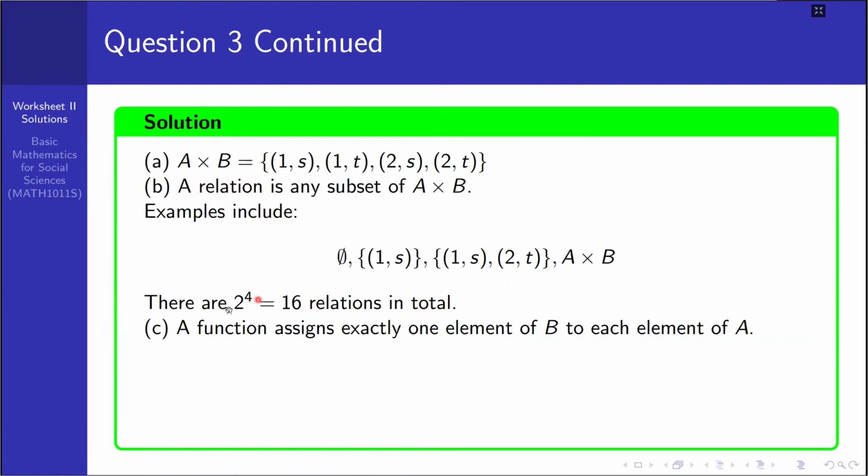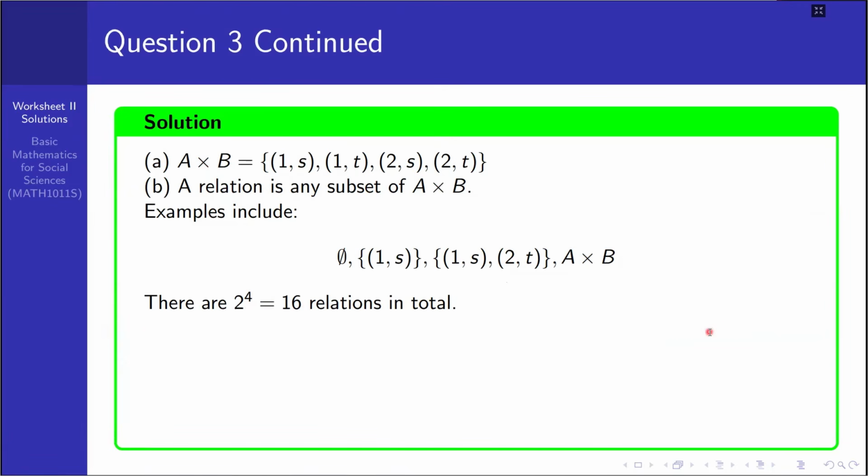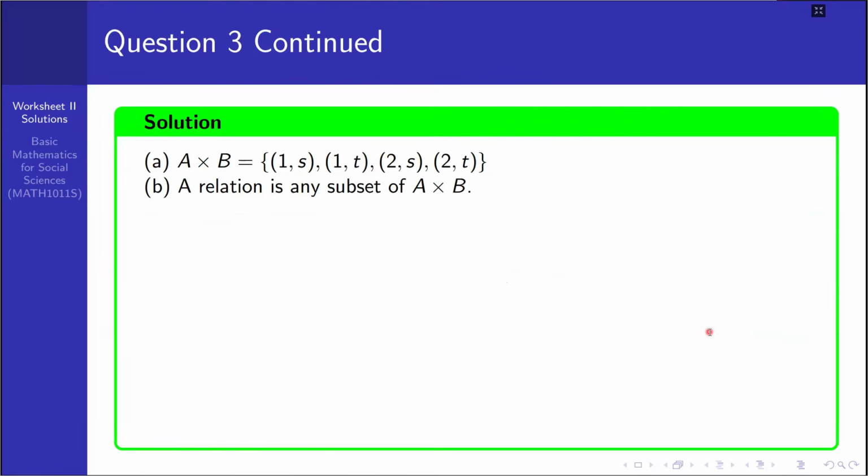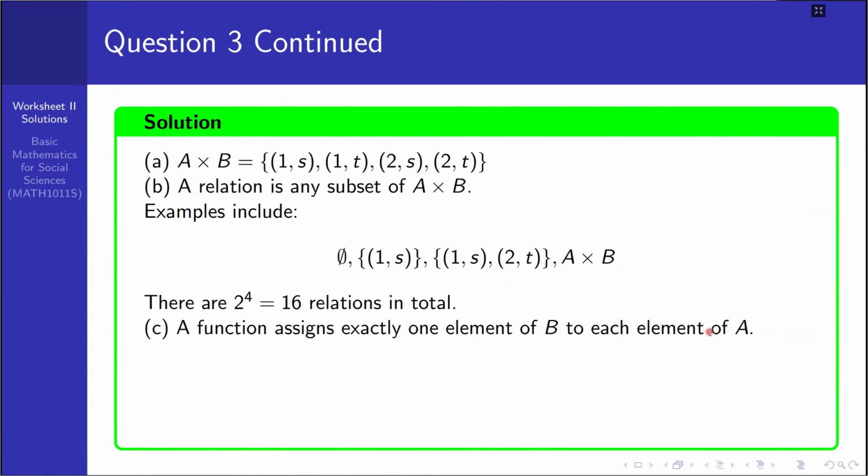Next one, that is C. A function assigns exactly one element of B to each element of A. That means the first part of C says to list all functions f from A to B. Therefore, the functions are f1, for example.